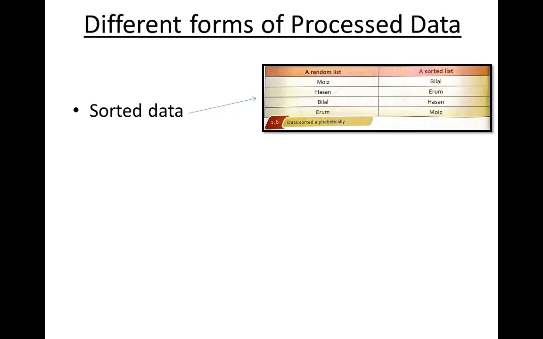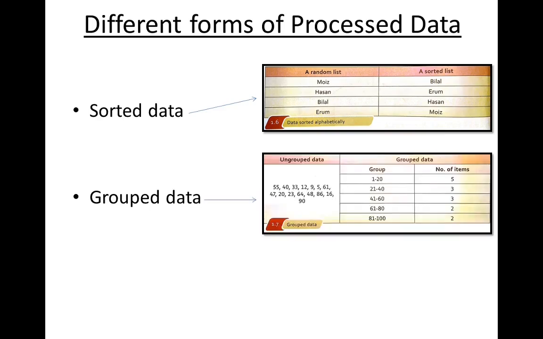The second form of processed data is grouped data. Grouping means placing data items in separate groups so that all members of a group have something in common. A data processing system might be able to group all students of class 5 in one group and all students of class 6 in another group. In this figure, you can see random numbers. When we group these numbers, we can say that from group number 1 till 20 will have 5 items, and from group number 21 till 40 will have 3 items.